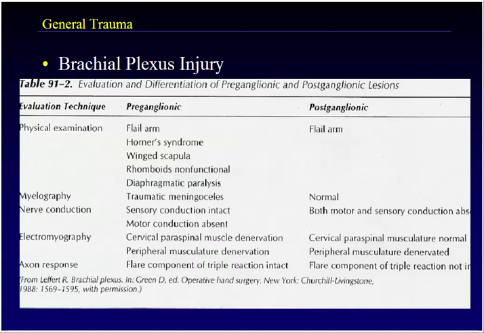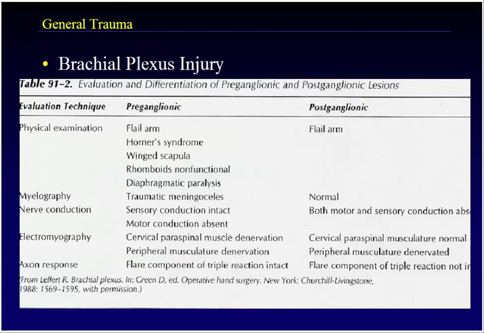With a myelogram, you can see traumatic meningoceles with a preganglionic lesion, whereas you will not see those in postganglionic. And then really the most important clinical finding is the sensory disturbance. Both types of syndromes will have flail arm, will have motor disturbance, but the preganglionic will have intact sensation.